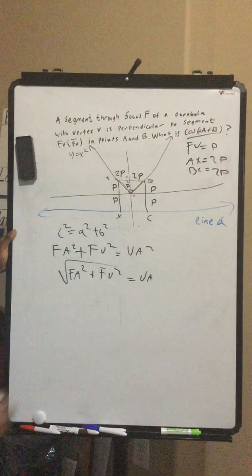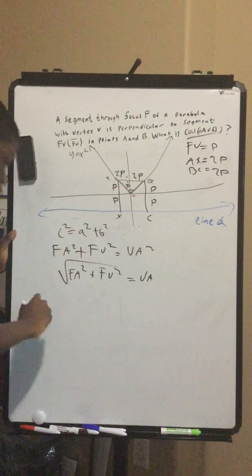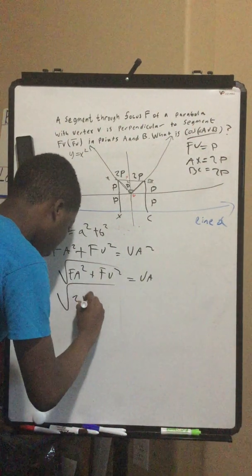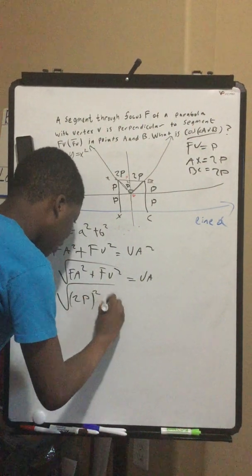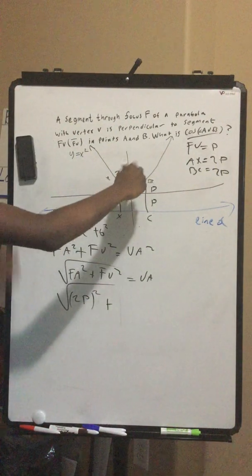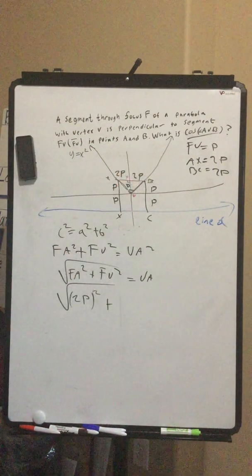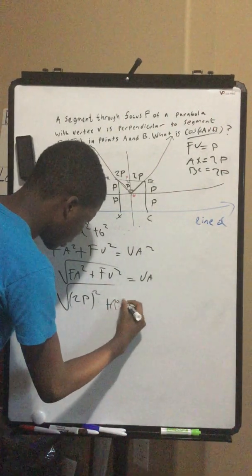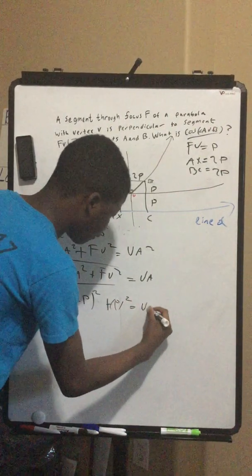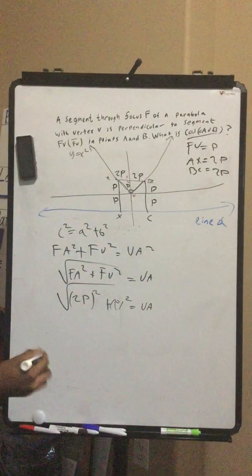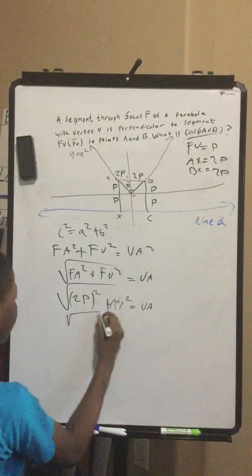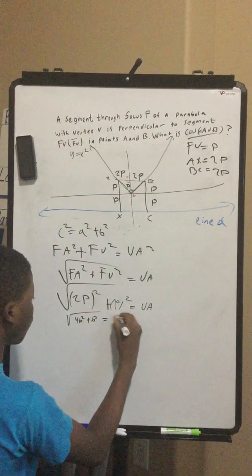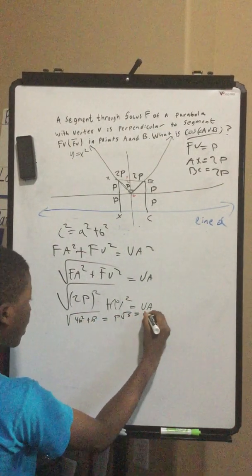In this case, FA is 2p, as we solved, but now we have to square that, so it's 2p quantity squared. And FV, by definition, we said is p, or the focal length, so we square p, p quantity squared, and it's equal to VA. If you simplify this down, it's the square root of 4p squared plus p squared, which is equal to p root 5, the length of VA.